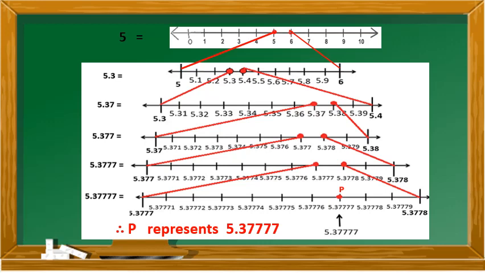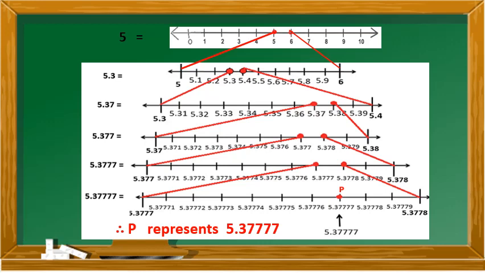Now we have to view the last decimal, that is 5.37777 where it lies. It lies between 5.3777 and 5.3778. So there circle that decimal 5.3778. Now draw a number line at last, divide it into 10 equal parts. And again the first point you mark it as 5.3777 and the last point you mark it as 5.3778.